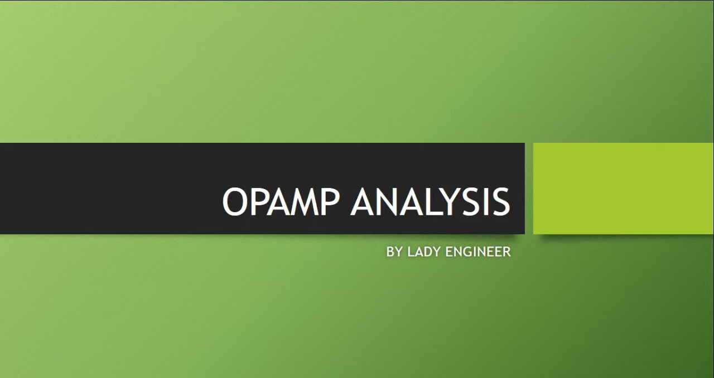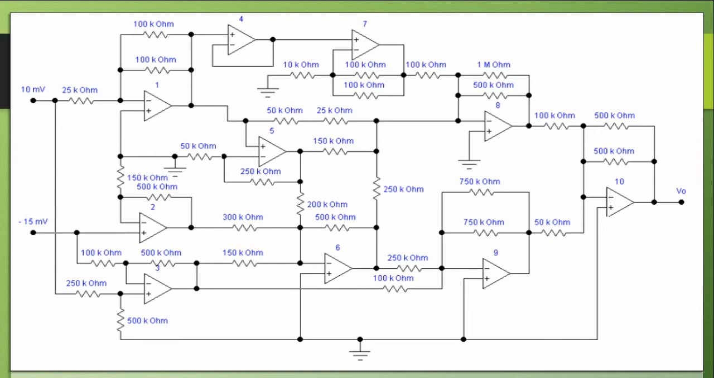Today we're going to analyze op-amp circuits, particularly this circuit, which is composed of 10 operational amplifiers or op-amps, and we'll try to determine the output voltage for each of these op-amps, especially the output voltage for op-amp number 10, which is VO or V sub O.